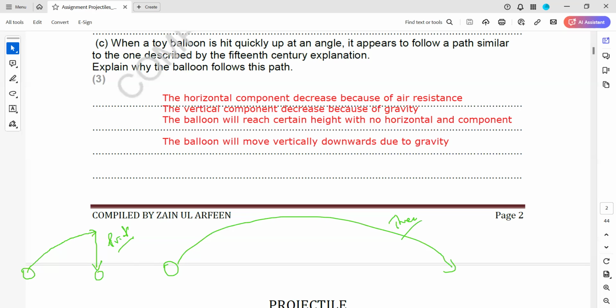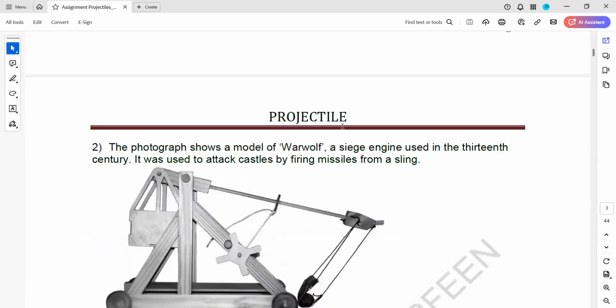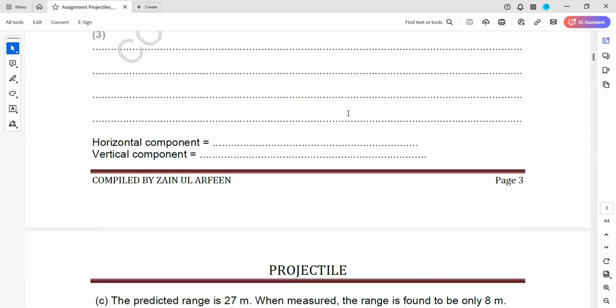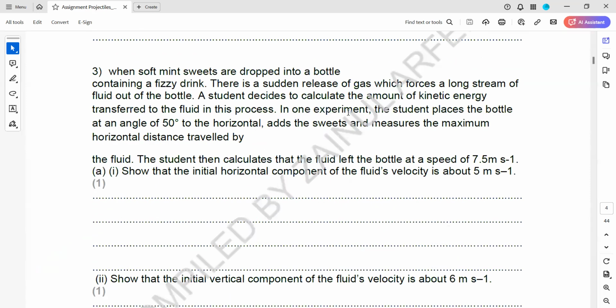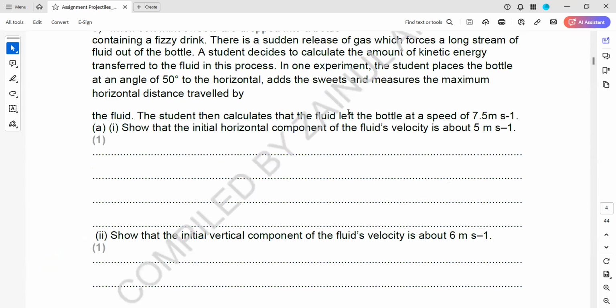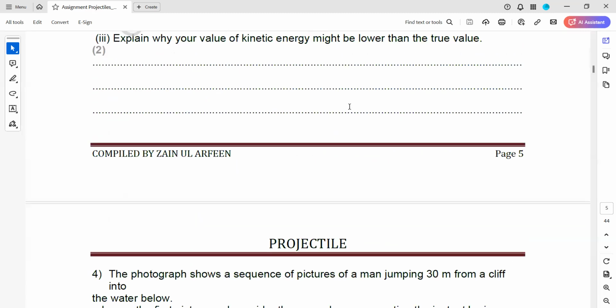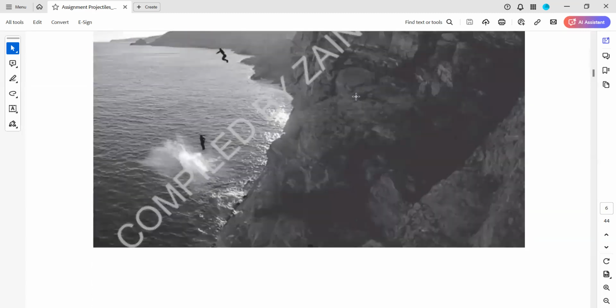Okay. Next question. This is related to energy. Because I have already solved it with another student, I will just solve certain questions.